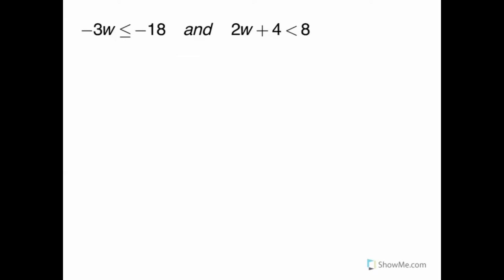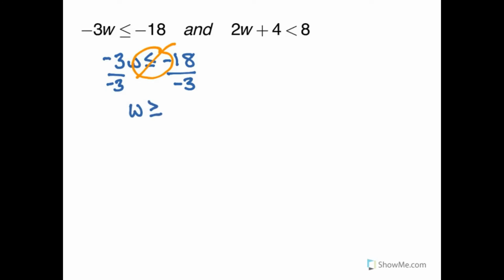Here are two inequalities joined with AND. Let's start by solving each one separately. To solve negative 3w is less than or equal to negative 18, we want to divide both sides by negative 3. This invokes the special rule that when we multiply or divide both sides by a negative, we need to flip the inequality around to the opposite direction. The solution is w is greater than or equal to negative 18 divided by negative 3, which is 6.